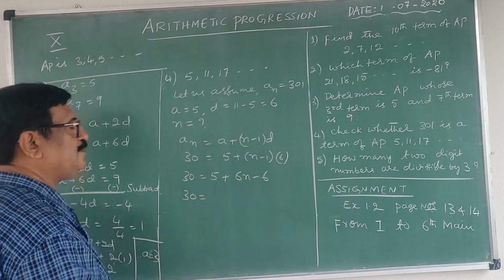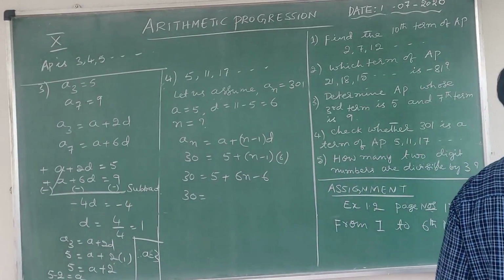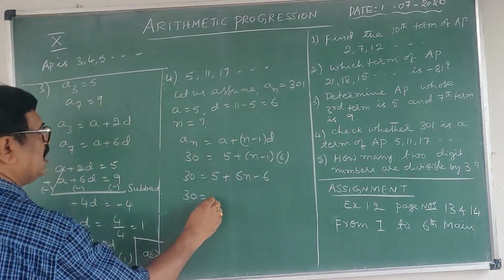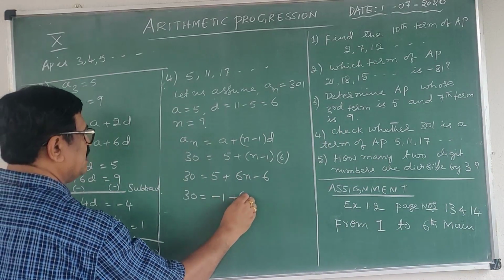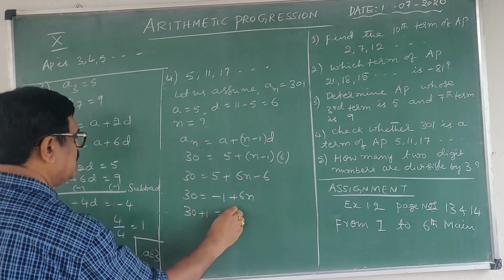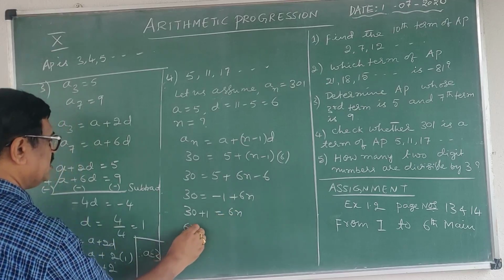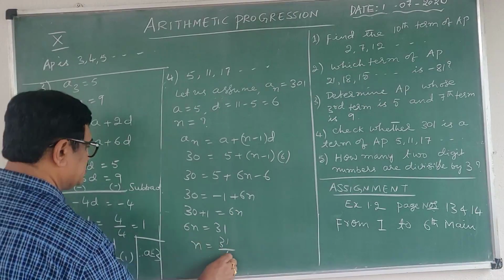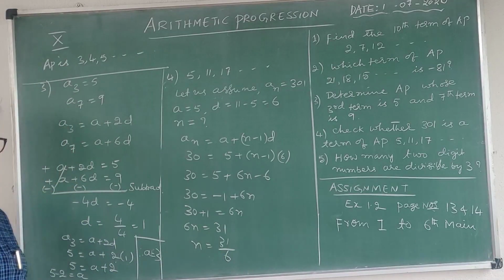301 equals 5 minus 6, that is minus 1, plus 6N. Bring minus 1 to the left hand side. 301 plus 1 is 6N. 6N is equal to 302... n is 31 by 6.